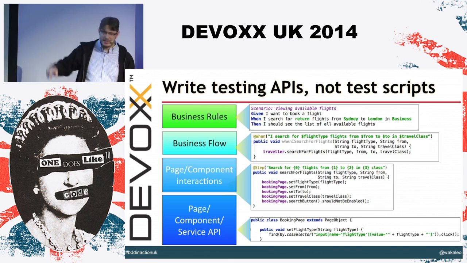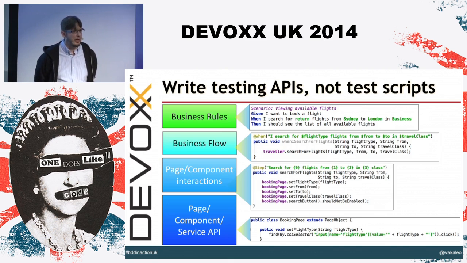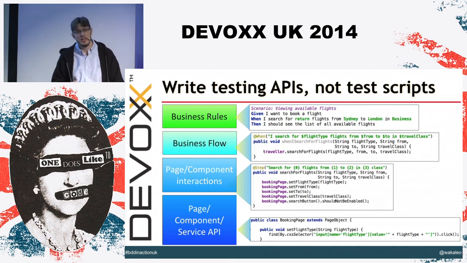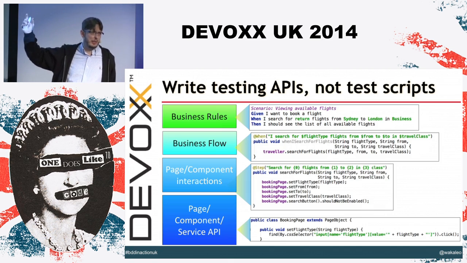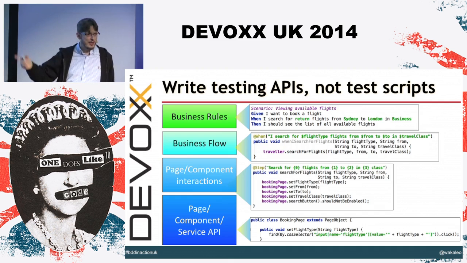If you can get that layering right, it will go a long way both to making your tests easier to understand, easier to maintain, and also easier to reuse, because you end up with libraries of methods that you can reuse between different tests.